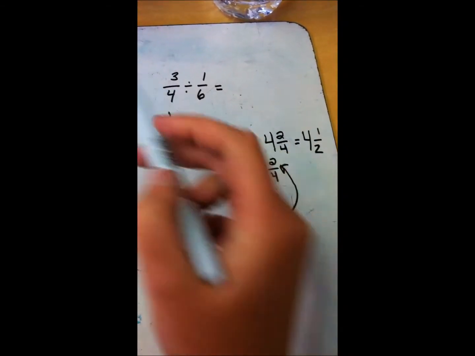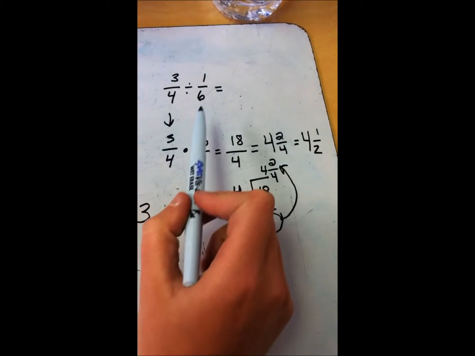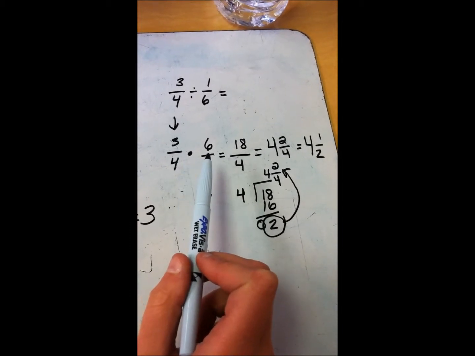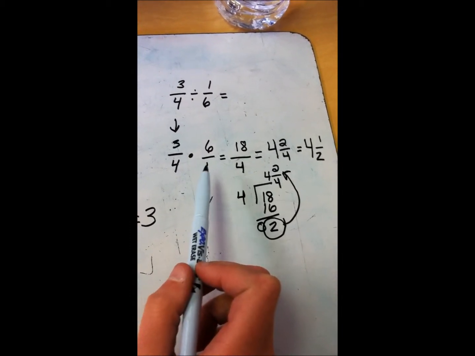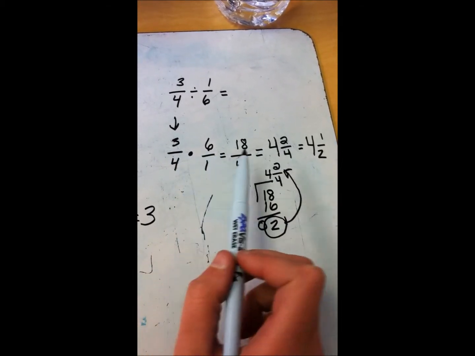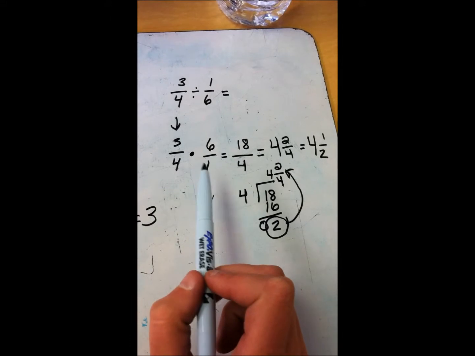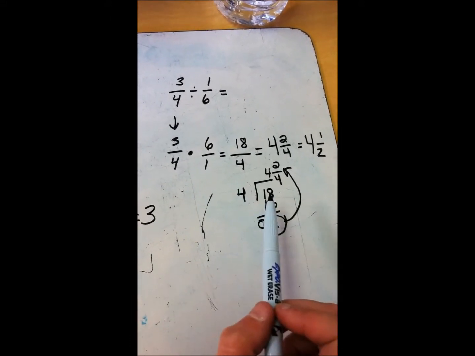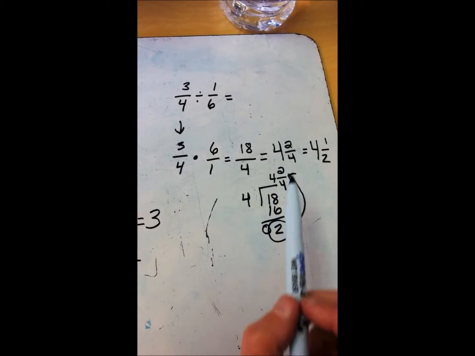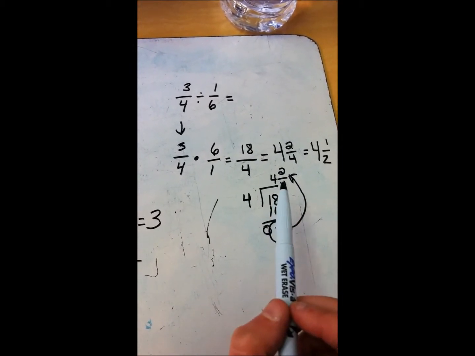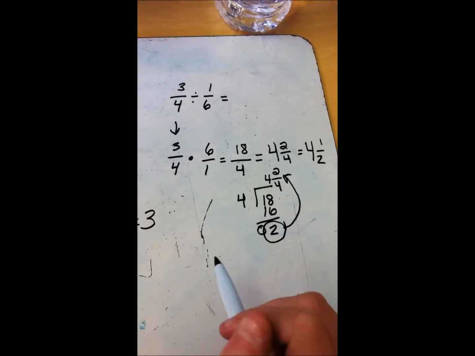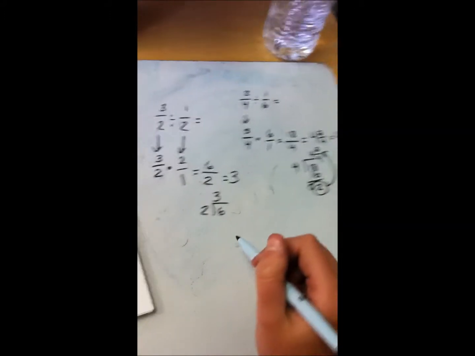So take it all in. 3/4 divided by 1/6. 3/4 stayed the same. Now I switch it to multiplication because I'm using my reciprocal. Now the 6 is on top and the 1 is on bottom. 3 times 6 was 18. 4 times 1 was 4. When I divided 18 by 4, I got 4 2/4. My remainder became the numerator. And then I just simplified 2/4 to 4 1/2. Okay, so that is how you actually divide fractions.